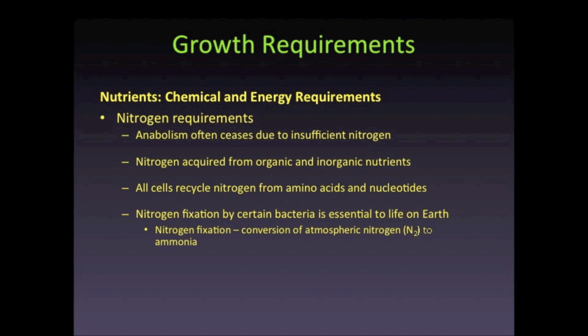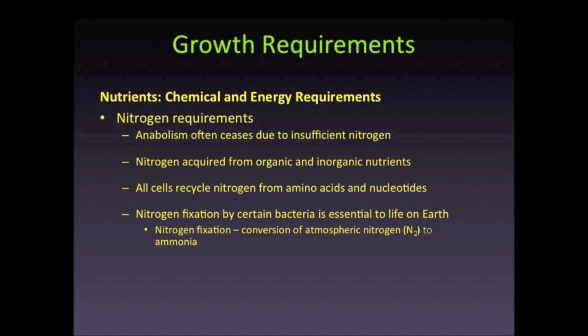Nitrogen is another important element required for microbial growth. In fact, it is often a growth-limiting nutrient, meaning that if nitrogen is absent, anabolic reactions cease. This is due to the fact that nitrogen is required to build important molecules like the nucleic acids, proteins, and ATP, the energy currency of the cell. Cells can acquire nitrogen from organic or inorganic nutrients. Cells can also recycle nitrogen found in their amino acids and nucleotides.